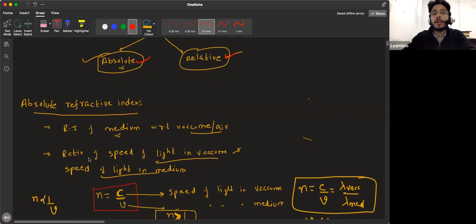Just like speed of light, the wavelength of light also depends upon the medium. If light is traveling through air, its wavelength is something, but when the same light travels through a medium, let's say glass, its wavelength will change. Color will not change. Color depends upon frequency. When light changes medium, its speed changes, its wavelength changes, but not frequency. The color of light depends upon frequency.